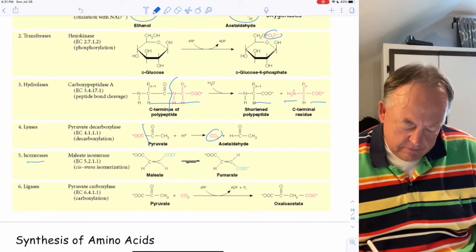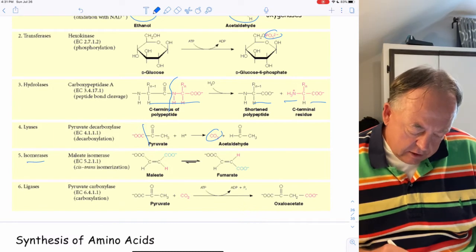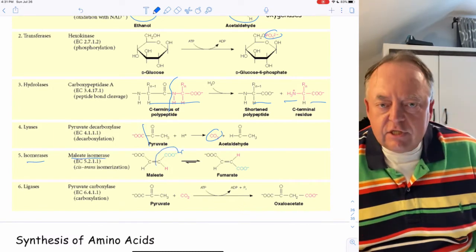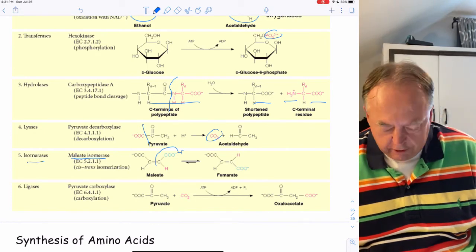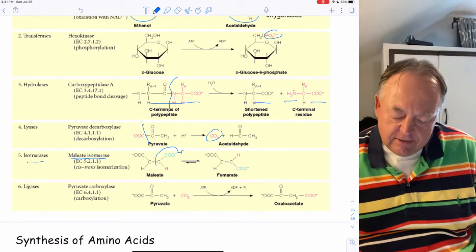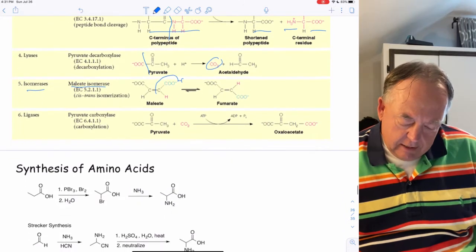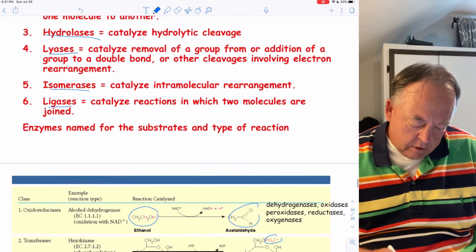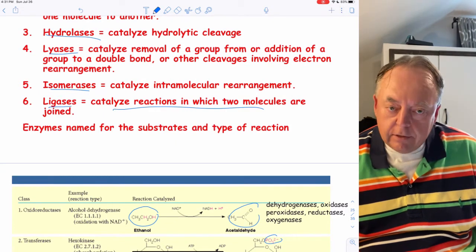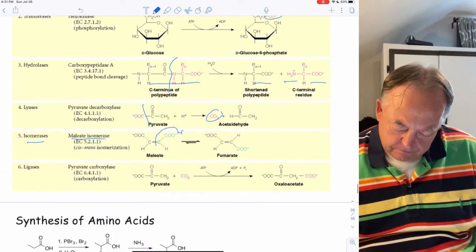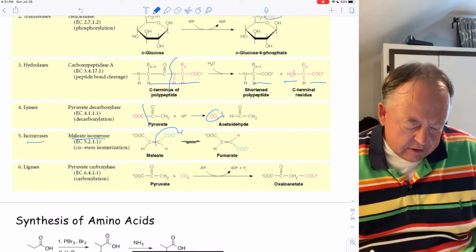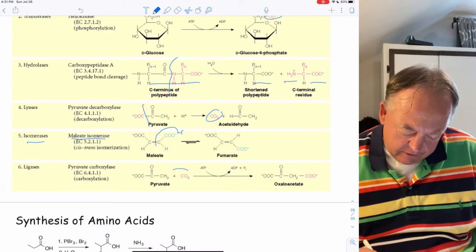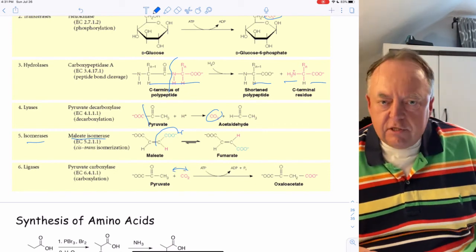Isomerases, in this case, this malate isomerase will catalyze the isomerization of a cis double bond to a trans double bond, or it could catalyze the opposite, trans back to cis. And then ligases, in this case, ligases will catalyze the reaction between two different molecules. So basically doing the opposite of what a lyase did, bringing these back together to make bonds instead of break bonds.